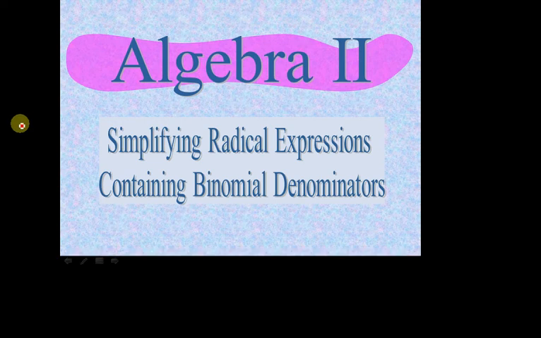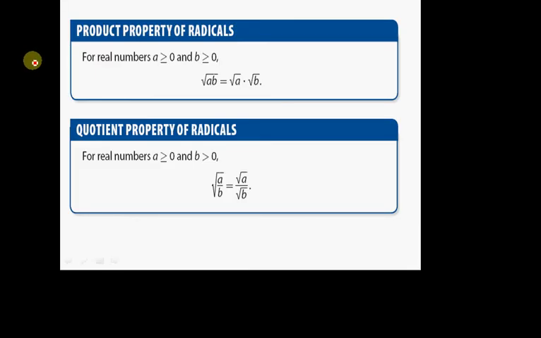Hi, this is a little video, Algebra 2, simplifying radical expressions containing binomial denominators. Okay, so in order to be able to do this work, you really need to understand the product property of radicals and the quotient property of radicals.